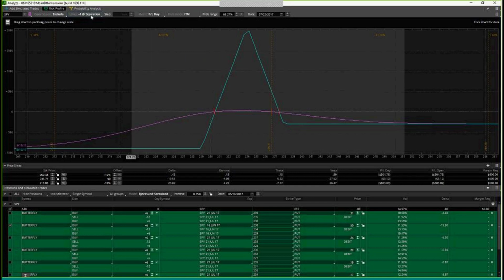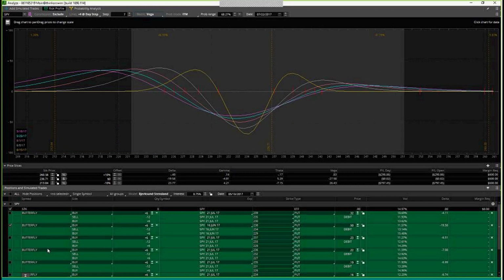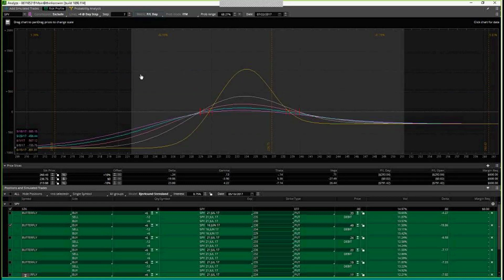If I map out my Vega, let's just do that real quick. Take a look at where Vega is today. Vega doesn't help me until we get below 225, right? That's when Vega is going to start to help me. At 225, I'm already in a world of hurt. I'm already outside my butterfly completely.